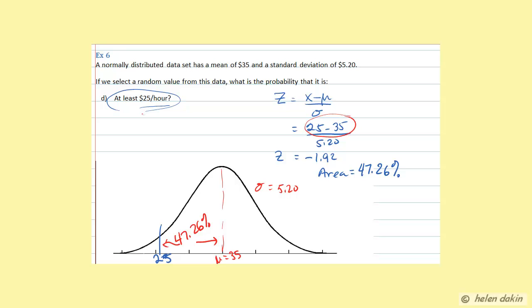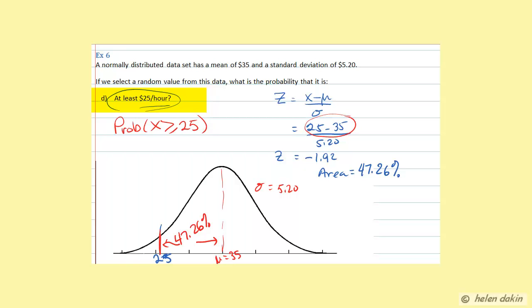Now, let's go back to the original question, which was, what does at least $25 per hour mean? So what do we mean by at least 25? At least 25 means $25 or more. Certainly not less than 25. That would be less than $25. We want $25 or more, which is what we mean by at least $25. So in other words, the probability that x will be greater than or equal to $25.